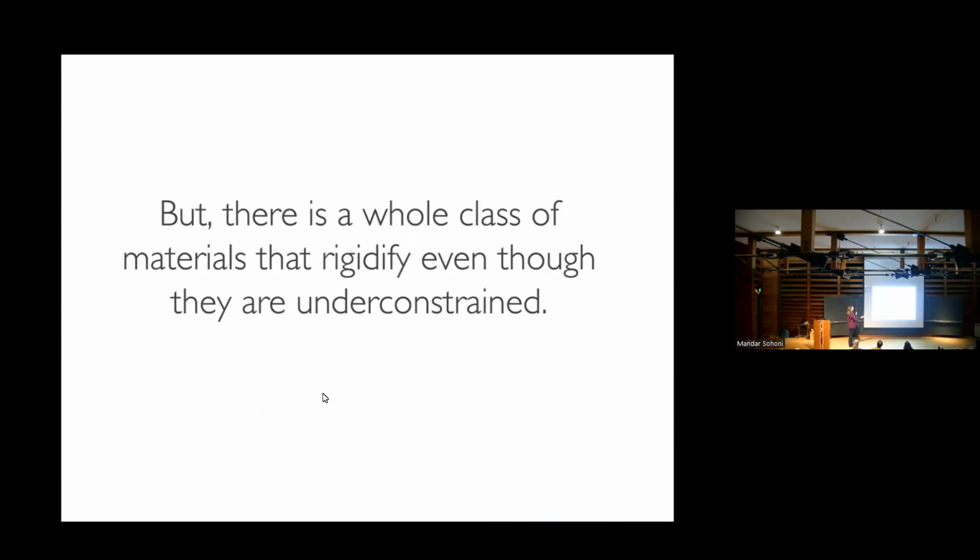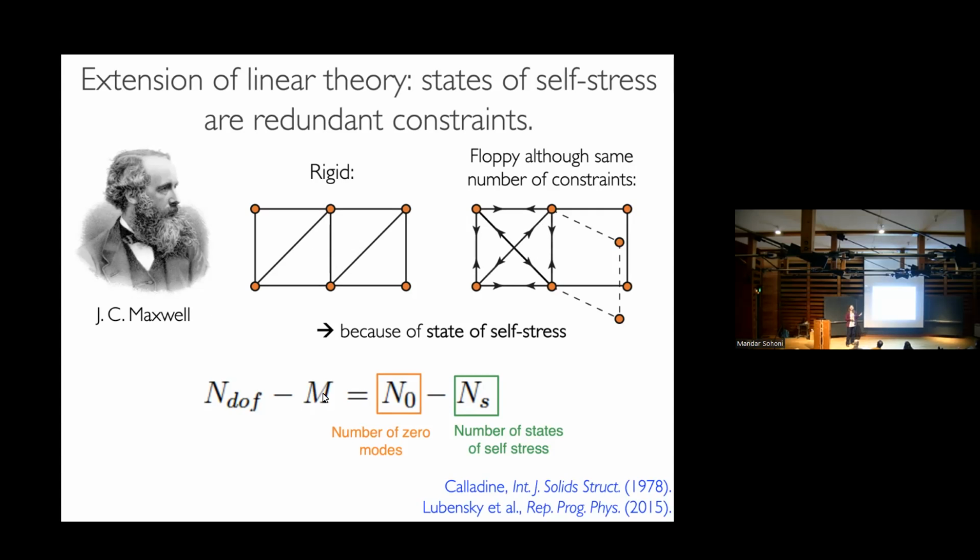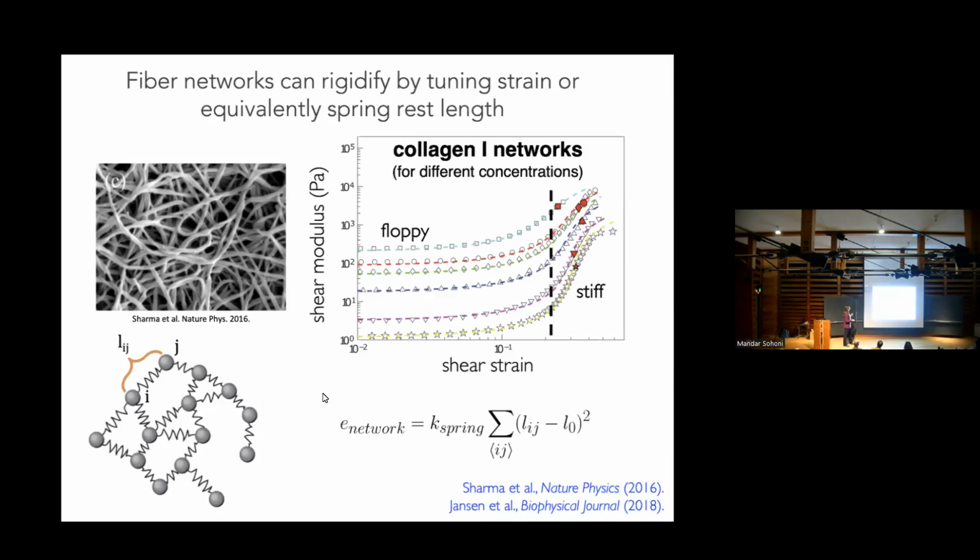Okay. But there's a whole class of materials that rigidify even though they're under-constrained. So the idea is that this constraint counting absolutely doesn't work for a large class of materials. And to give you an idea of what that is, first I'll give you examples of the materials I'm interested in.